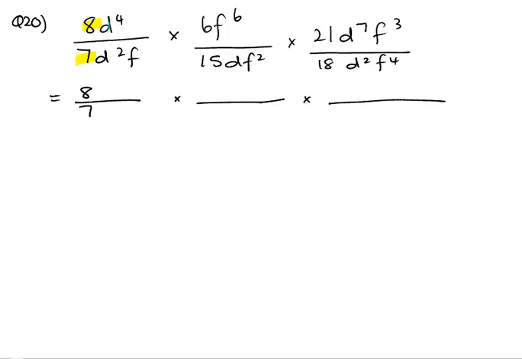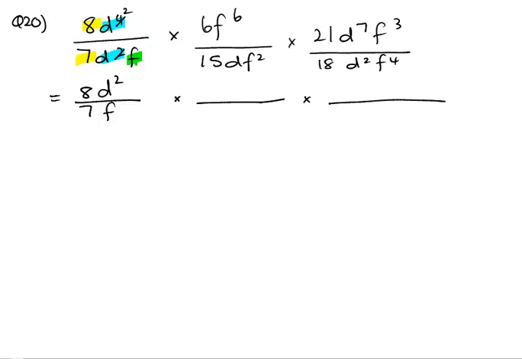Then we look at our d's. Can we divide those? Yes. So 4 take away 2 equals d squared. So we're left with d squared on the top and f on the bottom. There's no other f.